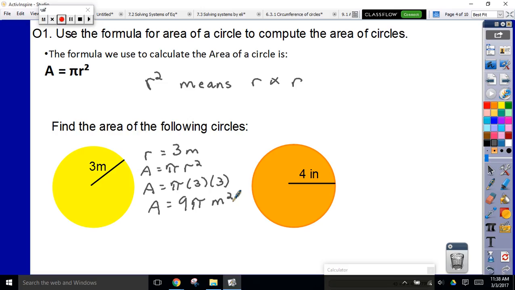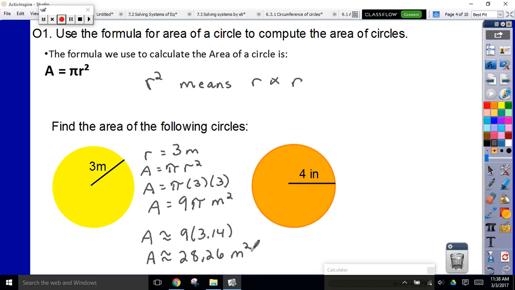Okay, now, if I want to find the approximate area, I'm just going to multiply 9 times 3.14. So my approximate area is 28.26, and I need to label this as square meters. It's not just plain meters, it's square meters. Circumference doesn't have that little 2, because circumference is just a linear measurement. It's just like taking a line around the outside of the circle, but area is a measurement based on squares, so we have to square the unit.